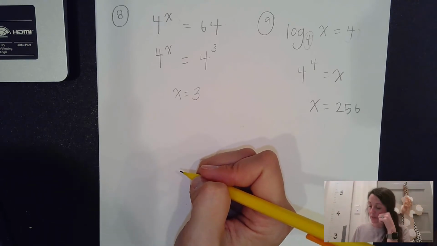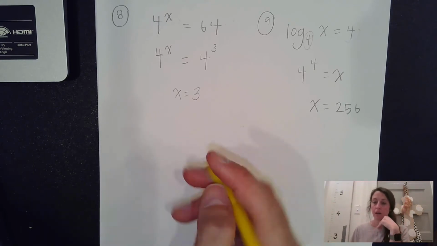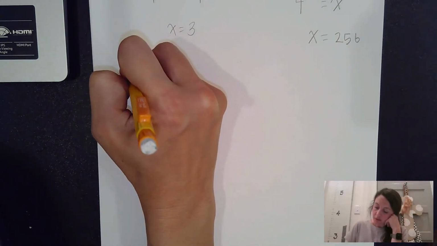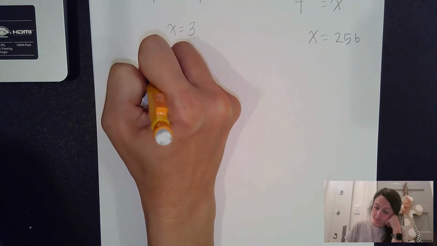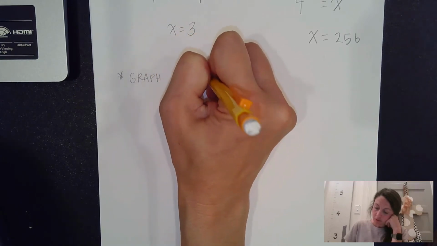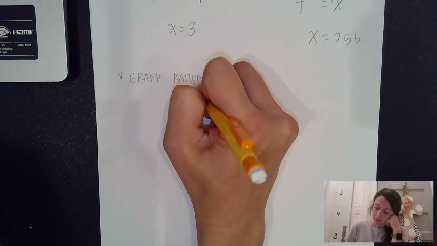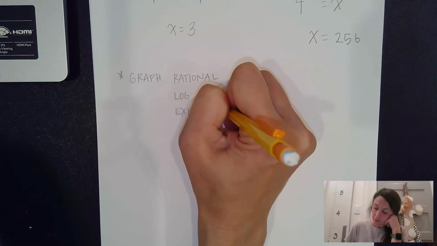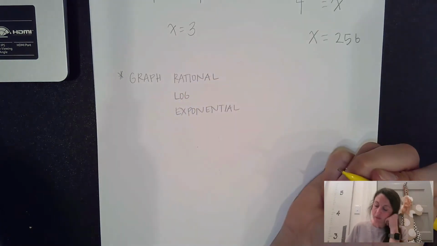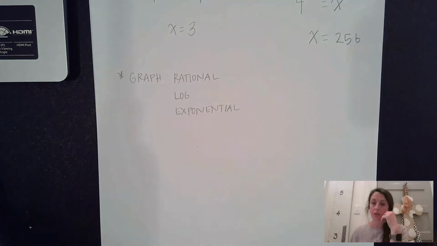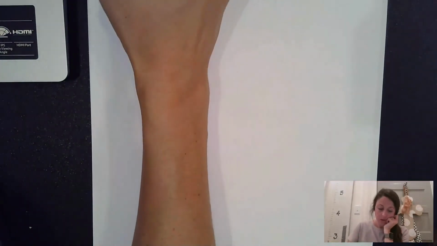Okay, we graphed these. We graphed logs and exponentials. So you need to know how to graph a rational function, a log function, and an exponential. I will have these as multiple choice, so just make sure you know how to graph those. Okay. All right, so then we moved into the trig part of it, which is what we've kind of been doing a lot lately.